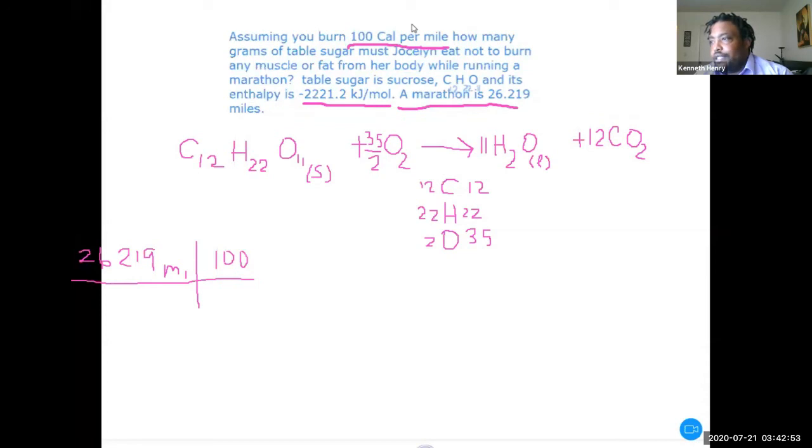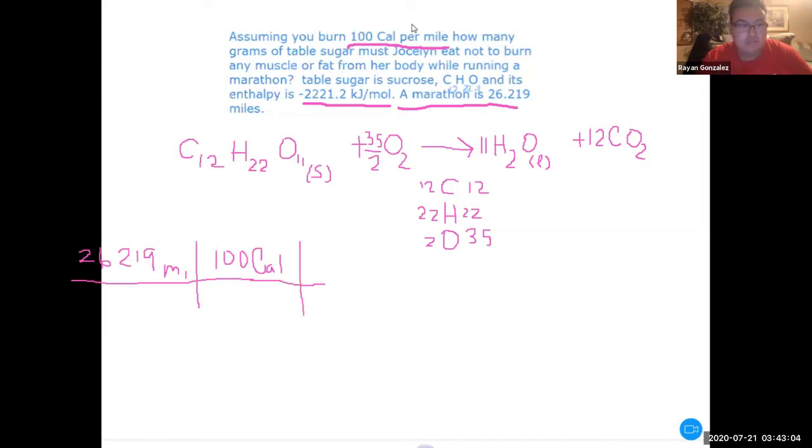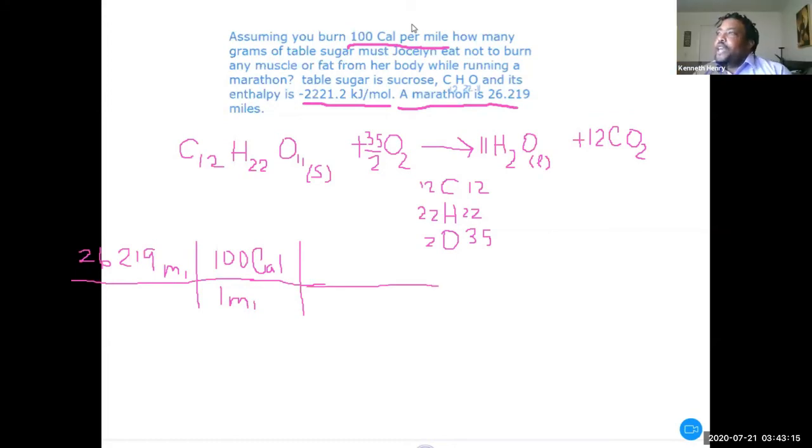Capital C calories? Lowercase. No, capital. Oh, yeah, because that's, yes. And then 1 mile on the bottom. Okay. The answer you get should be lowercase c. Okay. So then, what am I going to do? Multiply that across. Let's just make a long equation, because then the units cancel out. So then that gives me capital C calories.